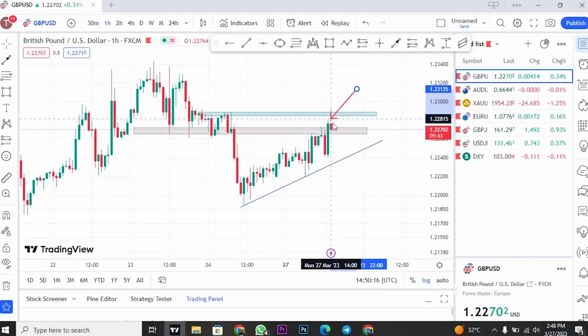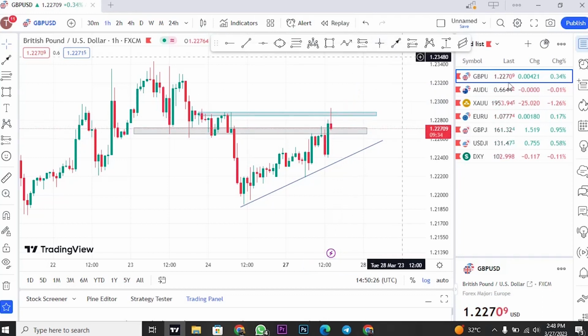When it closes, the closing of this candle will give me a confirmation of how I am going to enter the market right at that point. So let's continue. Let's go to AUDUSD.